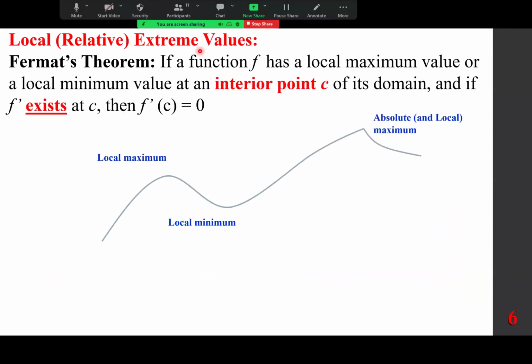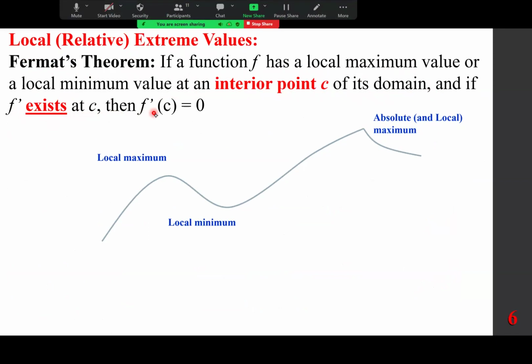Local or relative extreme values. Fermat's theorem: if a function f has a local maximum value or a local minimum value at an interior point c of its domain, and if f prime exists at c, then f prime of c must be 0.